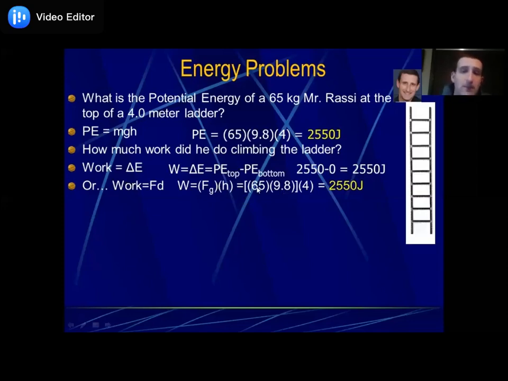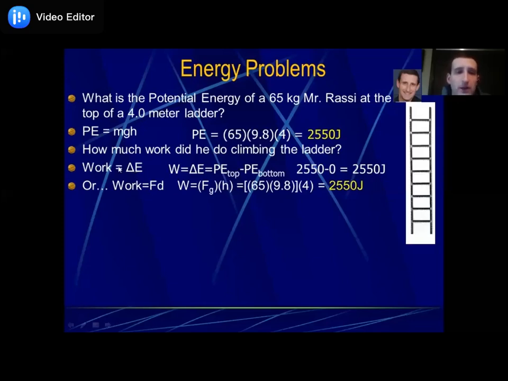So we take m times g, and then the distance is the height, and the height of the ladder is 4. So 65 times 9.8 times 4, which should look vaguely familiar to you because we did exactly 65 times 9.8 times 4 up here. And we got the same answer, which we would expect, right? Because again, work is equal to the change in energy.